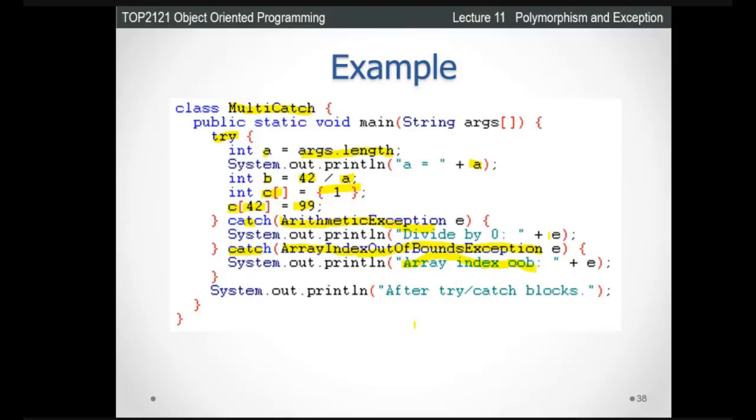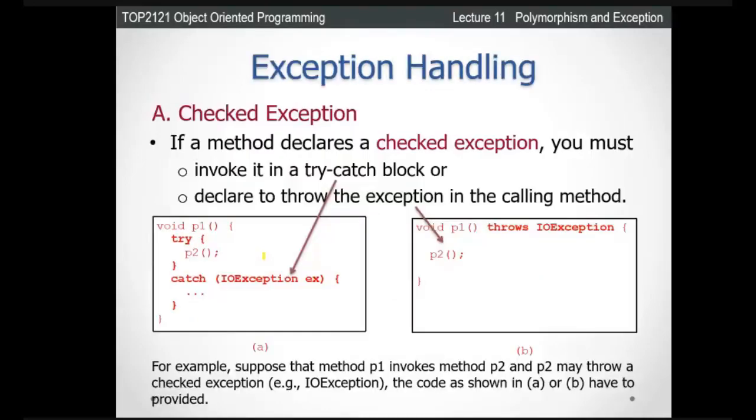So we can handle multiple exceptions, multiple errors, using multiple classes: one for ArithmeticException and another for ArrayIndexOutOfBoundsException. I hope you understand the concept of how you can handle multiple exceptions. Okay, move to the next.